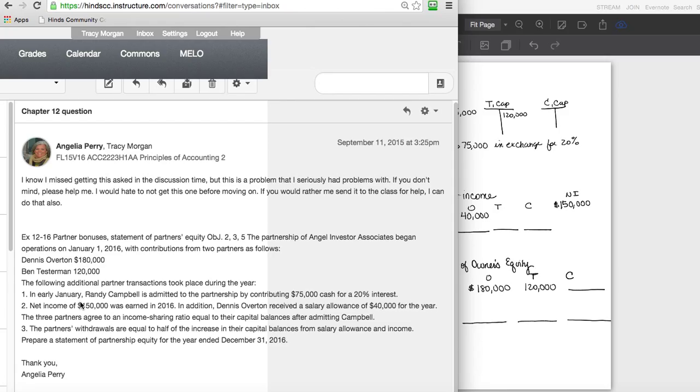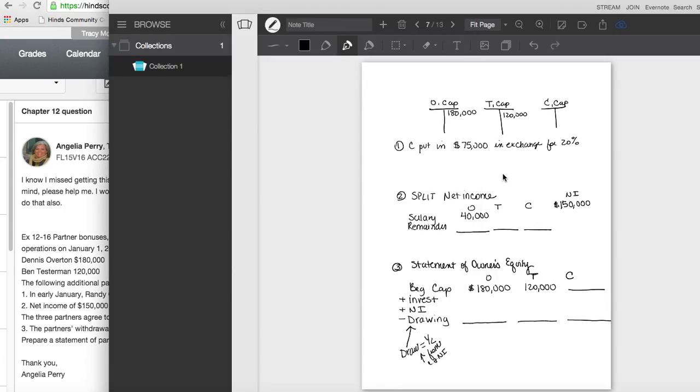concepts. It's exercise 12-16, and first of all, it says that Overton and Testerman have capital balances of $180,000 and $120,000. And then in early January, Randy Campbell is admitted to the partnership by contributing $75,000 for a 20% interest. The first thing you have to figure out is, what is that 20% interest worth?